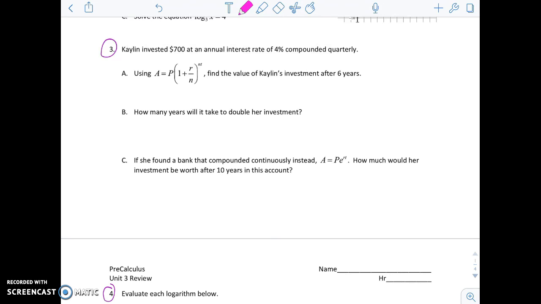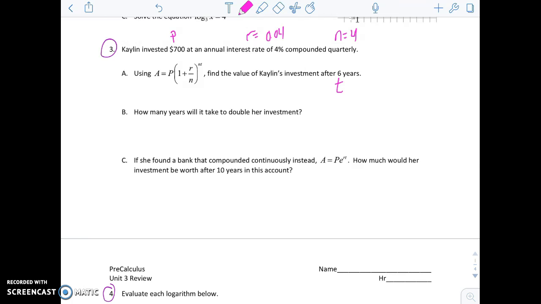So we need to remember that P equals the principal or the starting value, so P is 700. R is the rate in decimal form, so make sure you do 0.04 instead of 4. N is the number of times per year, so quarterly, we think quarters, which is 4 times per year, so N is 4. And then we also have T, which is time in years. So this time, part A, it's 6 years.